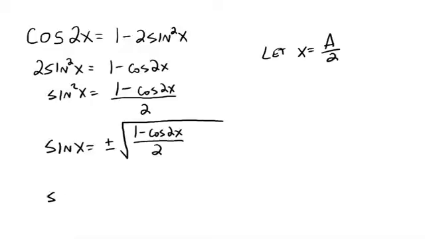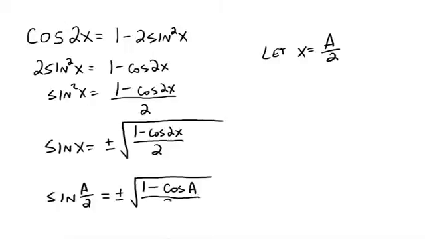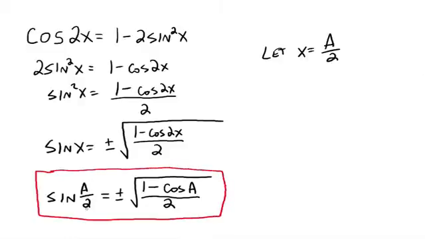When we do that, we have the sine of a over 2 equals plus or minus the square root of 1 minus, when you plug in a over 2 for x here, you get the cosine of 2 times a over 2, which is just the cosine of a, and then all over 2. And this is what's called a half angle identity, because we're taking the sine of half of a particular angle, a over 2. Whatever a is, we're cutting that in half, and we're taking the sine of that value.